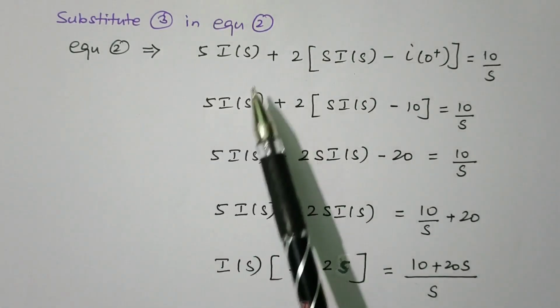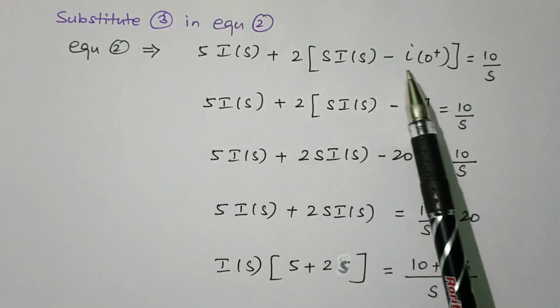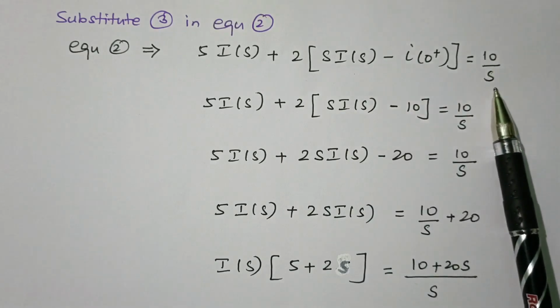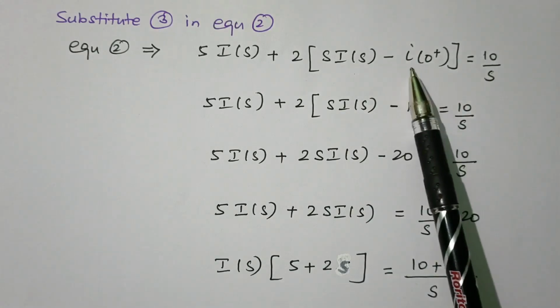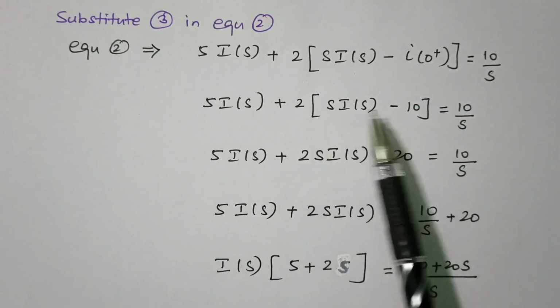Substitute the current value in equation 2. So 5 I(s) plus 2 s I(s) minus I0+ equal to 10 by s. This is equation 2. Here we need to substitute I0+ equal to 10. Right? So multiply inside now.